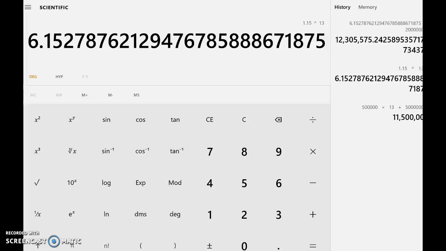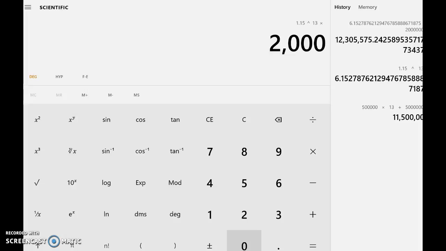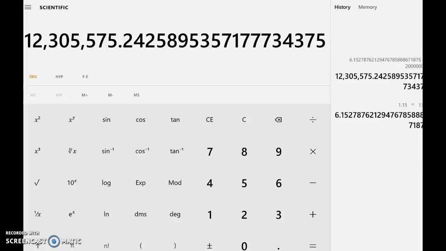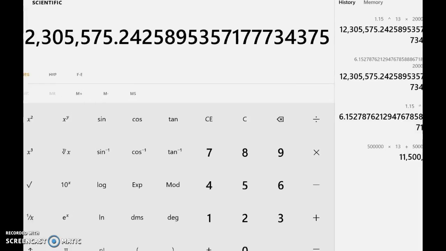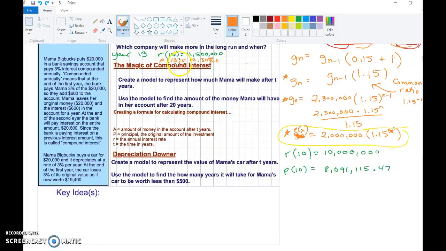The last video cut off, and so we were taking 1.15 to the 13th power, and we should have gotten 6.15 and a bunch of other things. And then when we multiply that by 2 million, we get 12,305,575 and 24 cents.